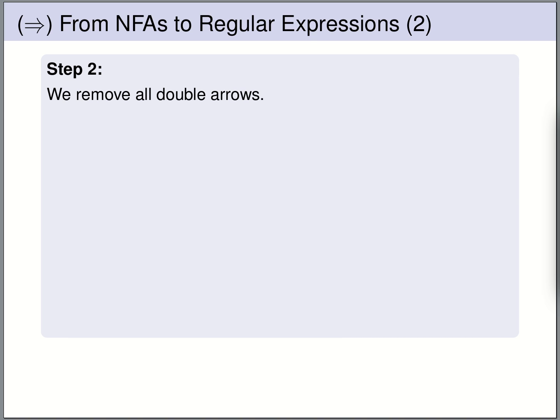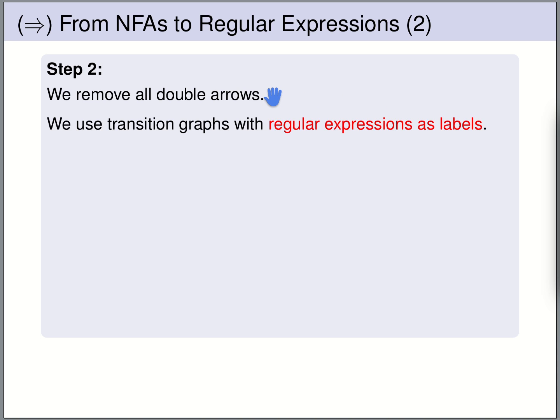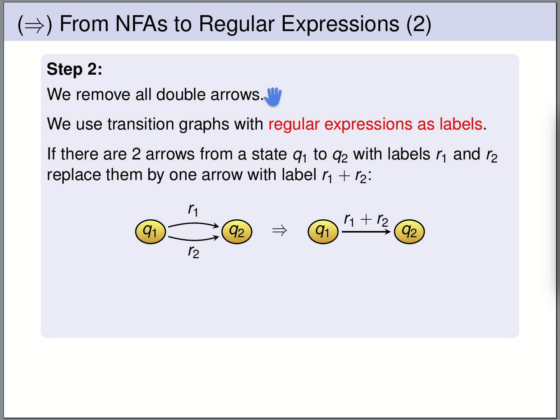The second step of the construction is the removal of double arrows in the automaton. From this point on, we consider the automaton as a transition graph that has regular expressions as the labels of the arrows. The removal of double arrows means the following. If we have states Q1, Q2, such that we have two arrows from Q1 to Q2, one arrow with label R1, another arrow with label R2, then we are going to merge these two arrows into one arrow with a label R1 plus R2.